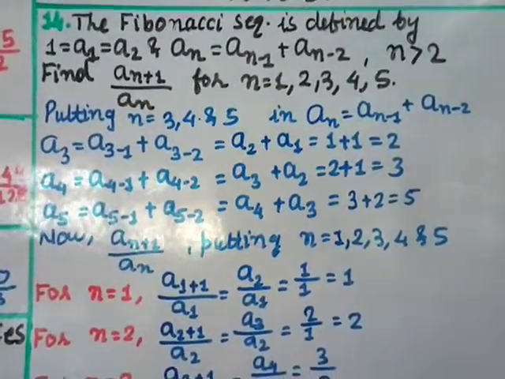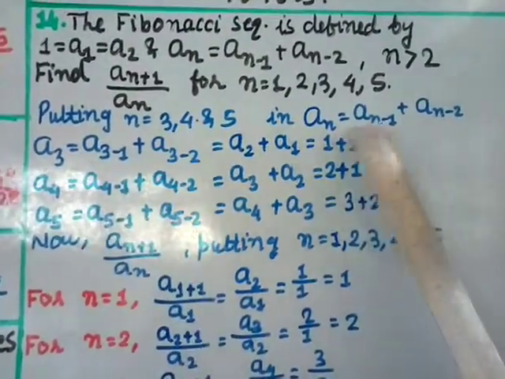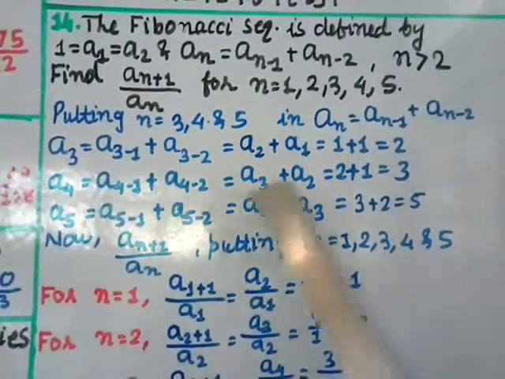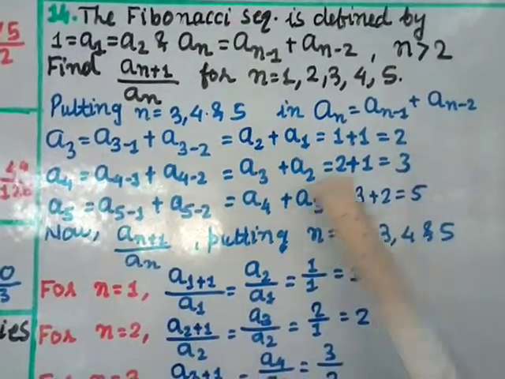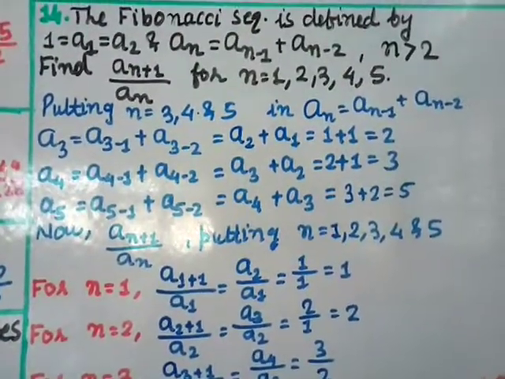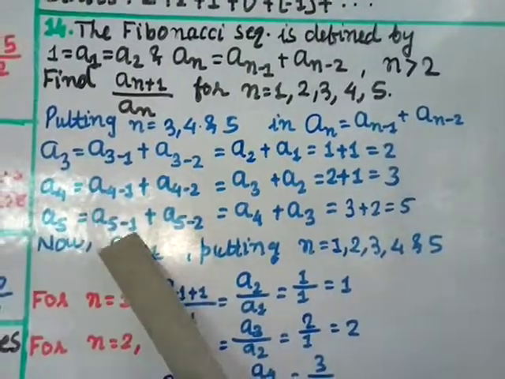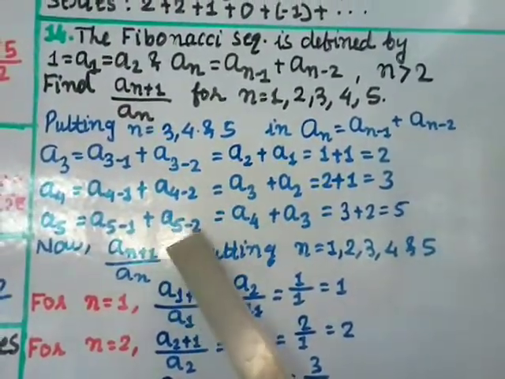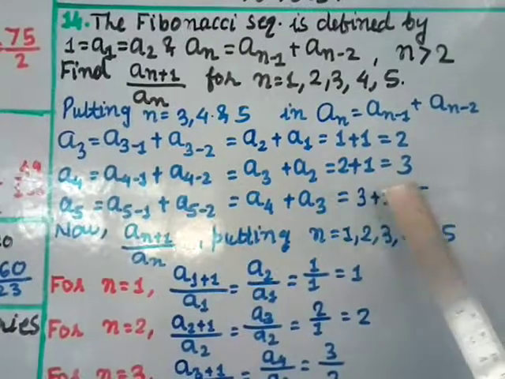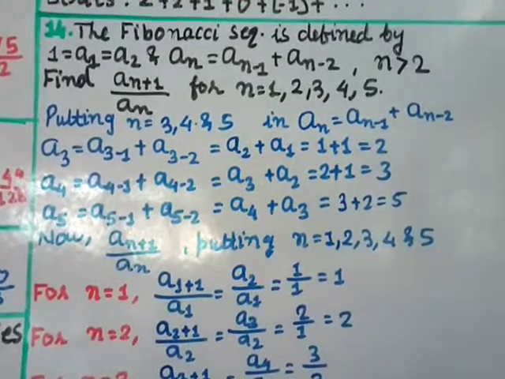Now put n equal to 4. So here a4 equal to an minus 1 plus an minus 2, so a4 minus 1 plus a4 minus 2, equal to a3 plus a2. The a3 value from here is 2 and the a2 value is given in the question as 1. So 2 plus 1 is 3. Now put n equal to 5. So a5 equal to a5 minus 1 plus a5 minus 2, equal to a4 plus a3. The a4 value from here is 3, plus the a3 value from here is 2. So 3 plus 2 is 5. So that is the value for a5.